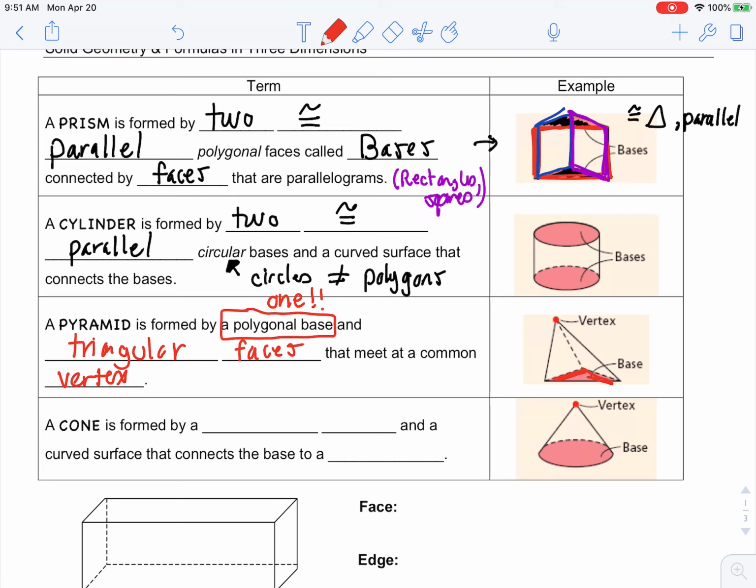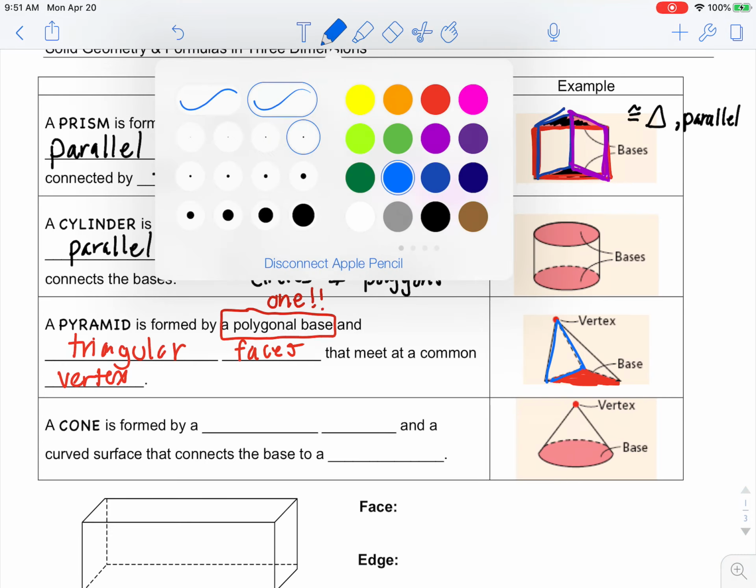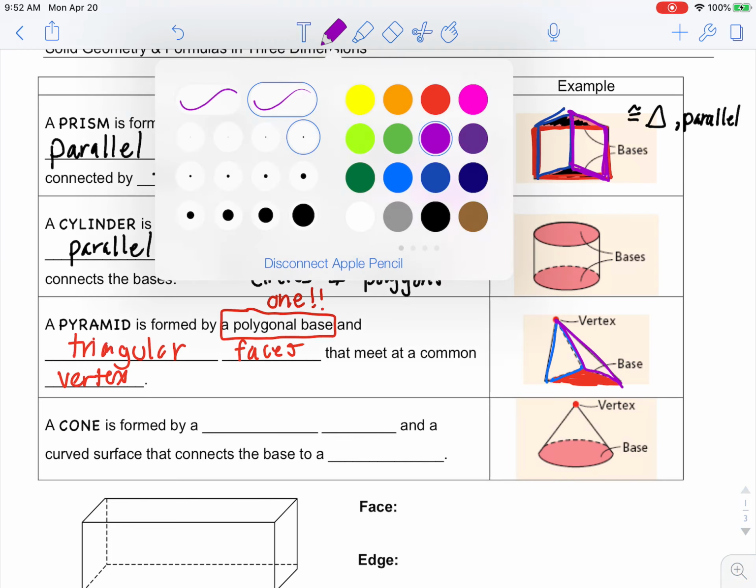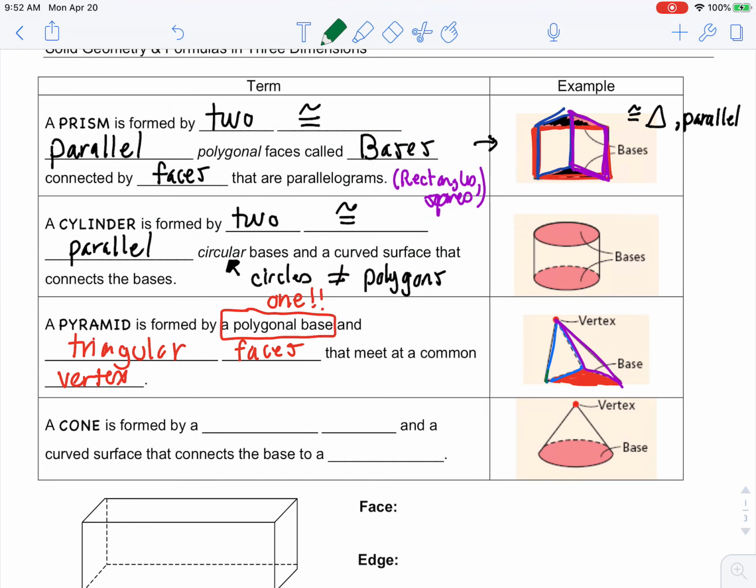So if you look at a pyramid, you're going to be looking for this one base. It can be any shape. This one happens to be a triangle. And then you'll notice that all of the other surfaces are also going to be triangular shapes. So we have this one, we have this triangle here, and then we actually have another triangle in the front, this one right here.